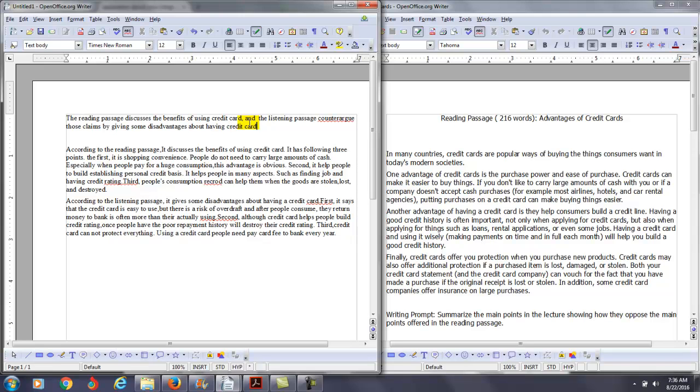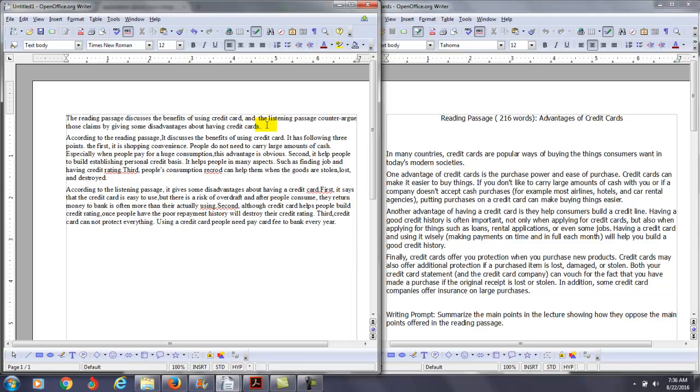So I think this is helpful here, because now we can see from the beginning we have what's called an introduction. I think for writing purposes it's a good idea to include an introduction. Now, you don't have to include a lot, but just something like this. The reading passage discusses the benefits of using credit cards, and the listening passage kind of argues those claims by giving some disadvantages about having credit cards. And that way you don't even need this here.